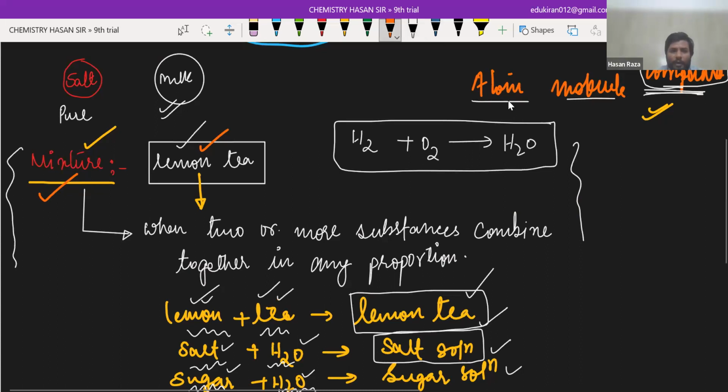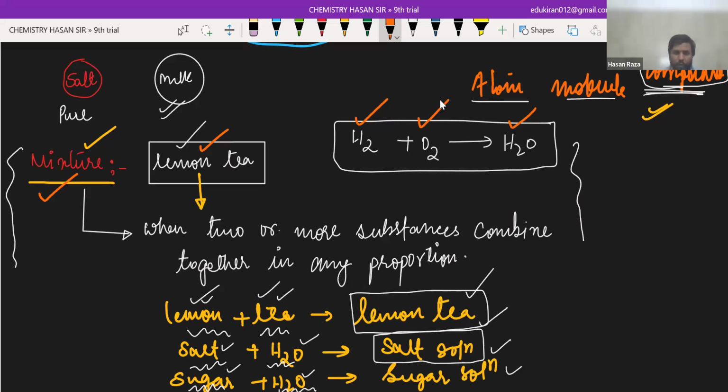First of all, to get water, hydrogen and oxygen should be mixed in a fixed proportion. It is not like you can add any amount of hydrogen and oxygen and you will get water. You will get a different thing if you mix them in a different proportion. Is that clear?